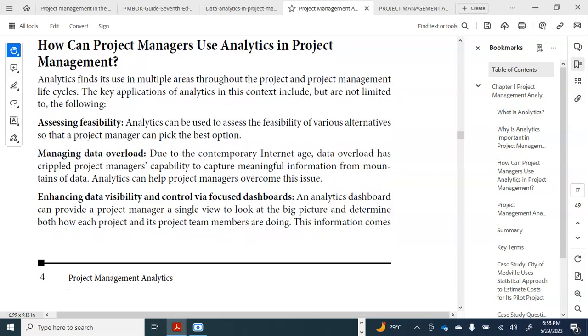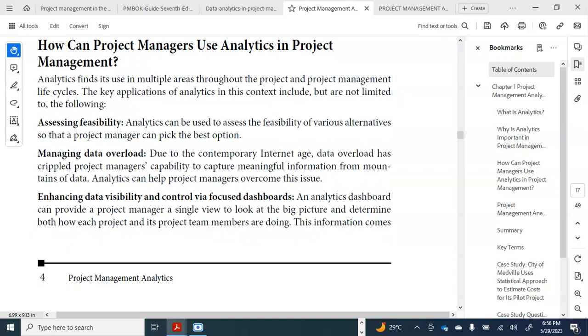Number one, assessing feasibility. Analytics can be used to assess the feasibility of various alternatives so that a project manager can pick the best option. Feasibility has to do with knowing the possibility of a particular thing. Analytics can be used to know if it is possible, based on the various alternatives, so that the project manager can pick the best option. That's under how project managers can use analytics in project management.